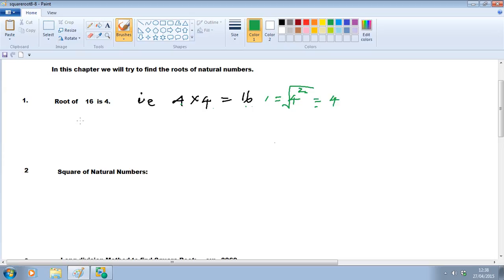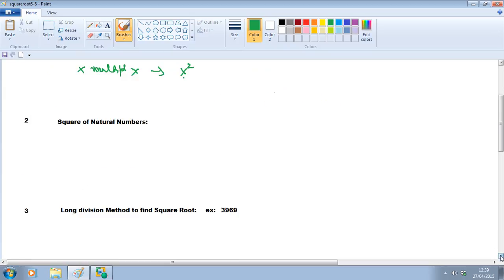Root of a number means, when x is multiplied by x, you get x square. Root of x square is x. So we will try to find the square of natural numbers. First we will study what is the square of a natural number. Square means the number multiplied by itself.